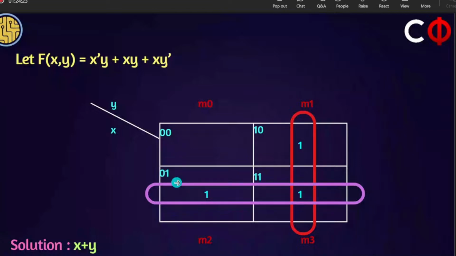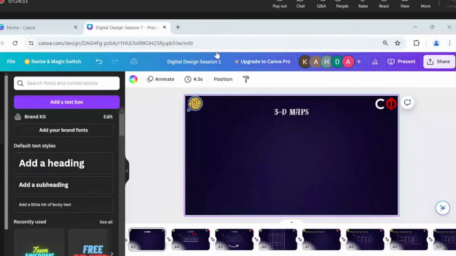So before I move to 3D K-maps, if there are any doubts, you can put it in the Q&A section and I'll clear that. Are there any doubts, guys? Or do you want me to give you another example with these 2D K-maps itself? Or do you want me to proceed with 3D K-maps? Do you want me to reduce the pace? Anything, just put it in the Q&A section. I'll wait for 2 minutes. If there are no messages, I will assume that you guys are pretty much clear with it and I will move to 3D maps.